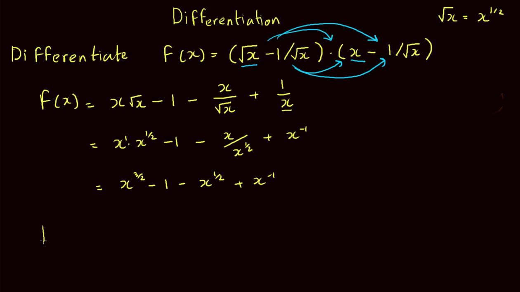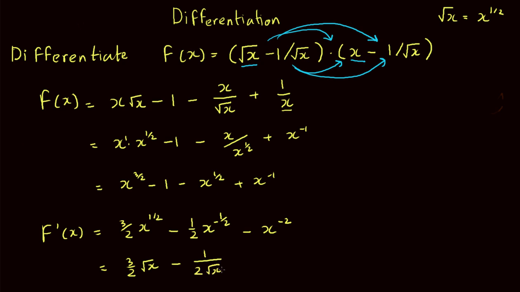Once you differentiate it, it becomes 3 over 2 x to the power of 3 over 2 minus 1, which is half, and the minus 1 becomes 0. And this one becomes half x to the power of negative half, because 1 minus half minus 1 becomes negative half, minus x to the power of negative 2. If you want to further simplify it, it becomes 3 over 2 root x, minus 1 over 2 root x, minus 1 over x squared. So this is basically your final answer when you do the differentiation.